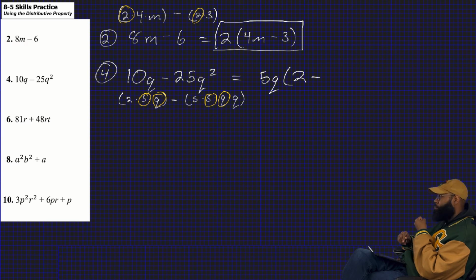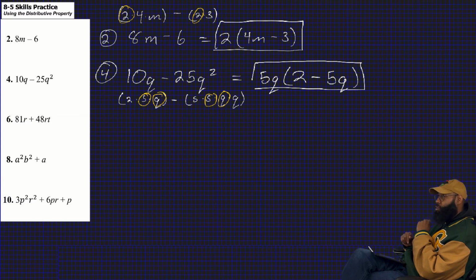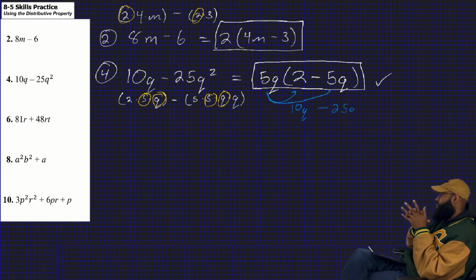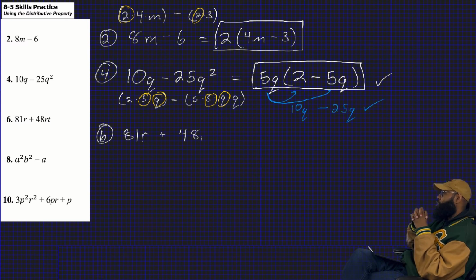Pull it out, and what's left inside? And again, guys, feel free to do these checks, right? It's just multiplying through the distributive property. That was the objective, using the distributive property to factor polynomials. So 5 times 2 gives me the 10, so 10q, and of course 5 times 5 is 25, you already have your negative. And of course, there should be a little square next to that q, but y'all get it, we good.